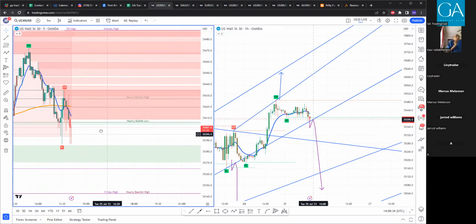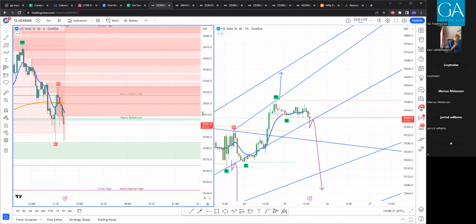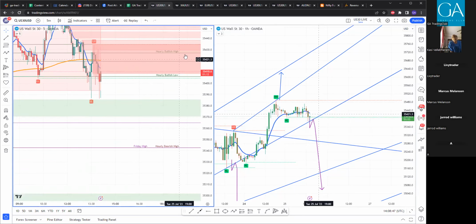So US 30, right now where US 30 currently is, you can see on the 5-minute, we just formed a death cross. Also, we do have this hourly bullish high, hourly bullish low. So that's what's keeping price up for now.